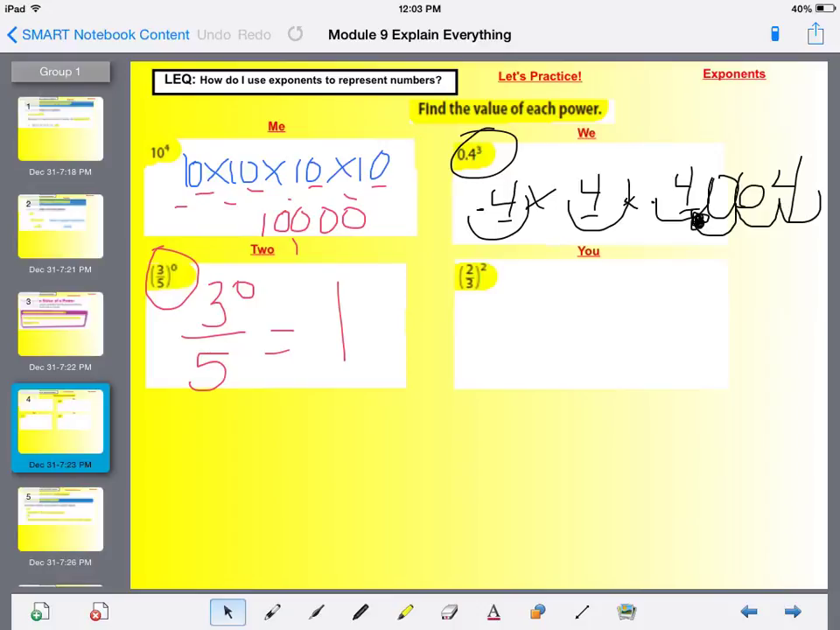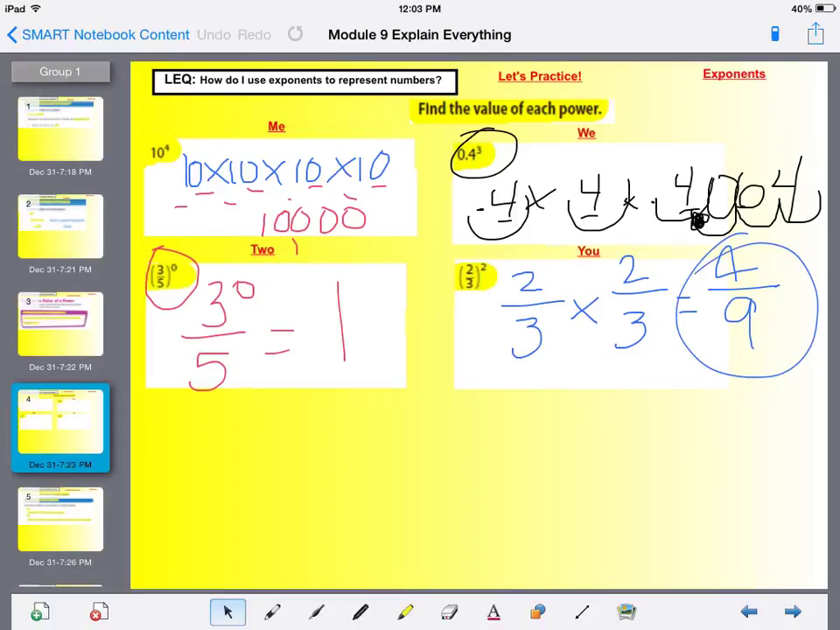And the last one that we're going to do is 2/3 squared. That means we're going to take this fraction and multiply 2/3 times 2/3. And when we multiply fractions, we just multiply straight across. So 2 times 2 is 4, 3 times 3 is 9, and so the answer here is 4/9.